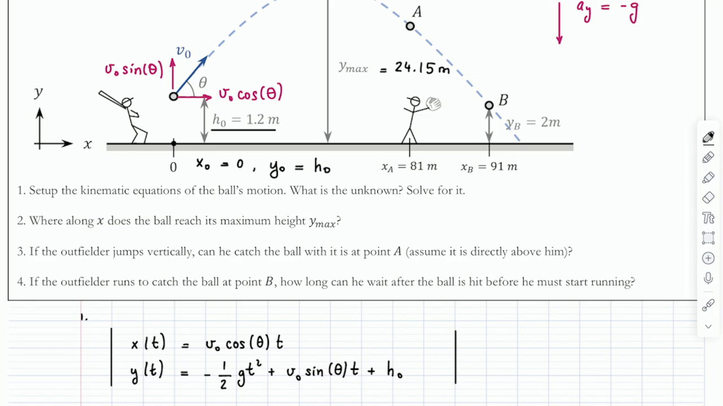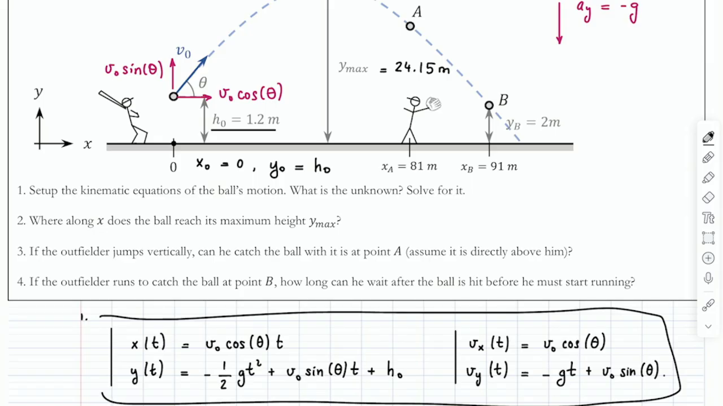Let's also write down the kinematic equations for velocity. V_x of t is just going to be v0 cosine theta, the velocity along x is constant. V_y of t is equal to minus g t plus v naught sine theta. Okay, those are my kinematic equations for this problem.